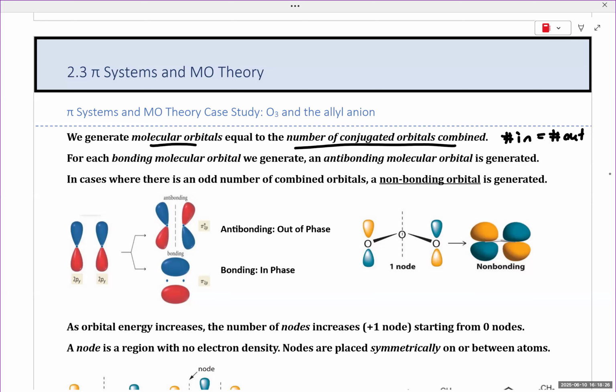Importantly, as part of conservation of energy, for each bonding molecular orbital we generate, an antibonding molecular orbital is generated. Something interesting happens if we have an odd number of combined orbitals. We generate what's known as a non-bonding molecular orbital. As its name implies, in a non-bonding molecular orbital, you're often going to see lone pairs or other sources of electron density isolated and generally localized on one or more atoms in our structure.